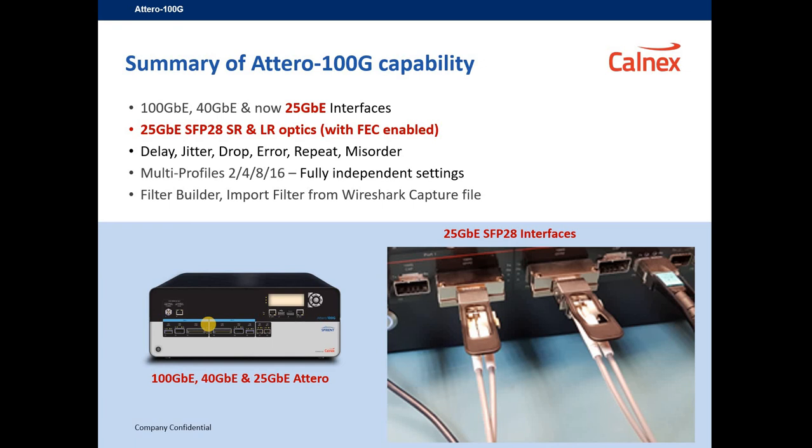Filter Builder allows you to build these different profiles, and you can import these profiles and filters from the Wireshark capture filter. Down on the right hand side here, you can see the CFP2 ports with the adapter. That's the CFP2 to SFP28, and you've got an SFP28 interface here, with optics, on both ports.